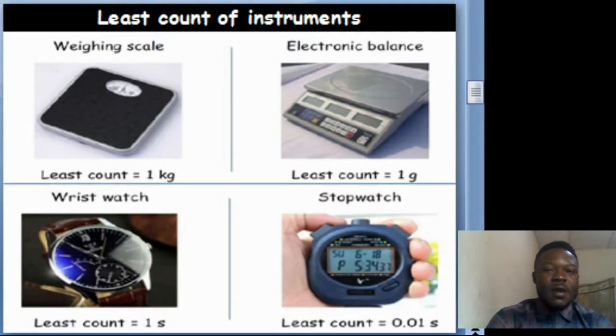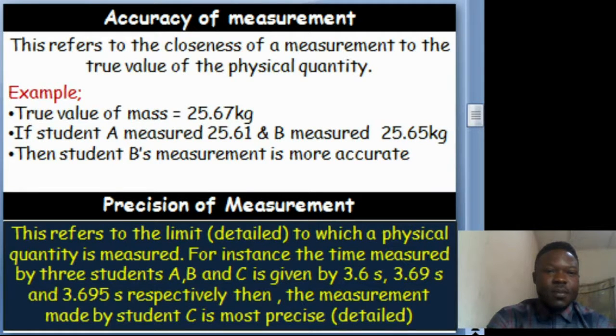Now we have that of weighing balance, like the one we can use to measure masses. Weighing scale, the least count for such a weighing scale is 1 kg. The smallest it can measure is 1 kilogram, while the electronic balance can measure as small as 1 gram. For time, the least your wristwatch can measure is 1 second, while the least your stopwatch can measure is what? 0.01 seconds, which will give you more accurate measurements.